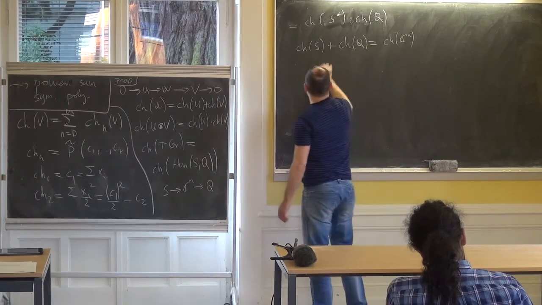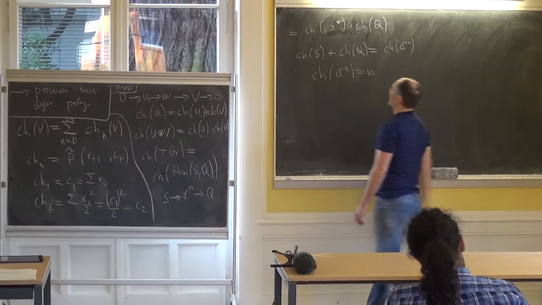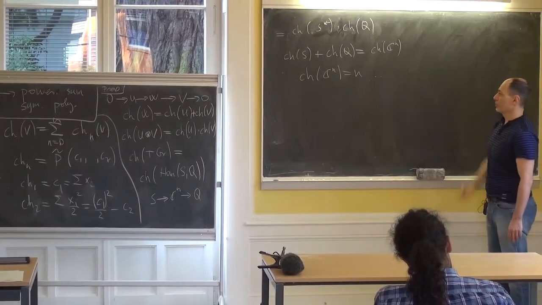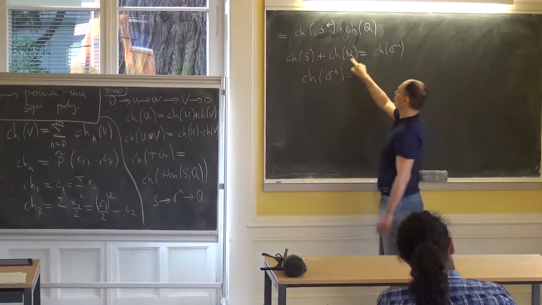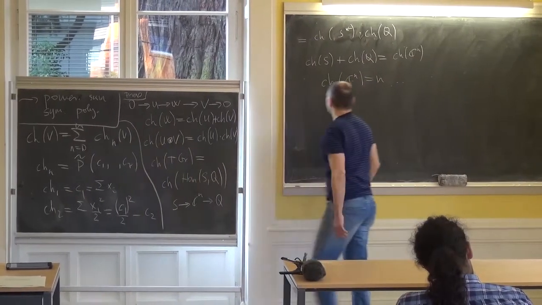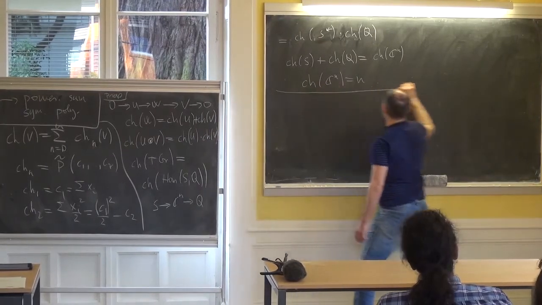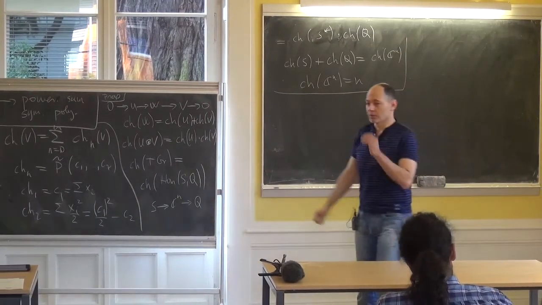So the trivial bundle has Chern character n, and this allows you then to calculate those things, because now you can express the Chern character Q through this, and you get a formula for the Chern character of the Grassmannian. Okay. So anyway, this is the form that's calculable. The other one is a little more difficult.